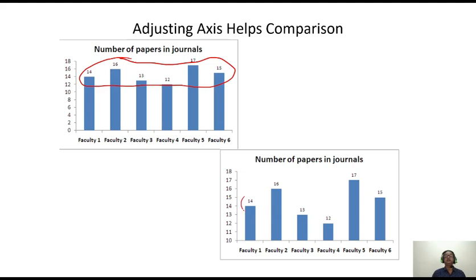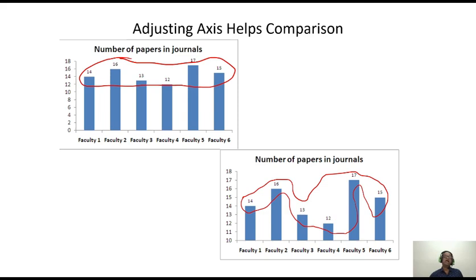But here you see, they are going up like this, coming down, and then going up, then coming down. So there is a huge difference. And so here easily you can identify that faculty number 4 has a minimum number of publications, and faculty number 5 has a maximum number of publications. So there is a difference between the faculties. That means small difference can now be very vividly expressed.